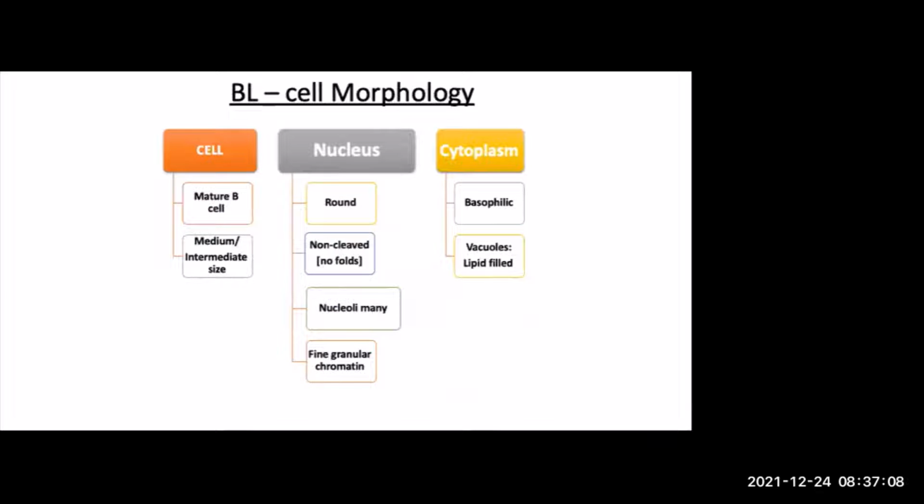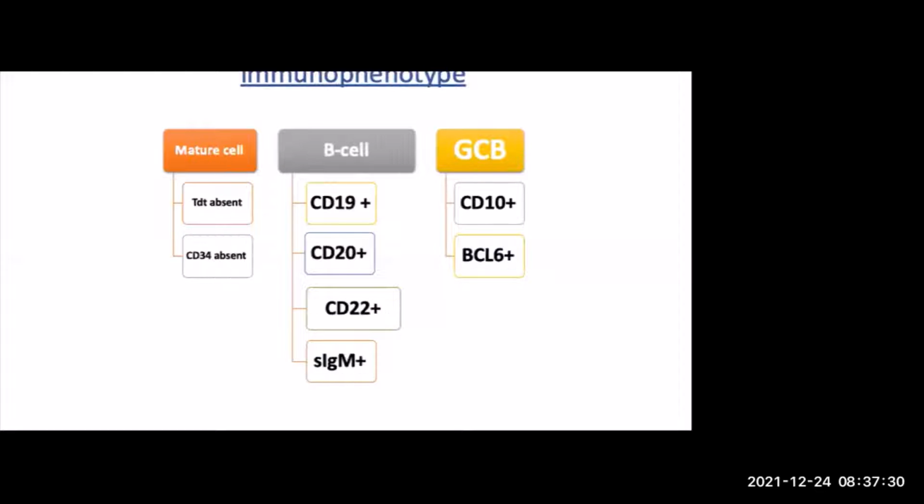So to summarize the morphological features of Burkitt's lymphoma cells, they are medium to intermediate sized mature B cells. The nucleus is round and non-cleaved, and there are multiple nucleoli seen with a very fine granular chromatin. The cytoplasm is basophilic, and there are lipid-laden vacuoles. Absence of TdT and CD4 makes it a mature B cell, and it expresses B cell markers like CD19, CD20, CD22, and surface immunoglobulin M. Expression of CD10 and BCL6 reflects their germinal center origin.